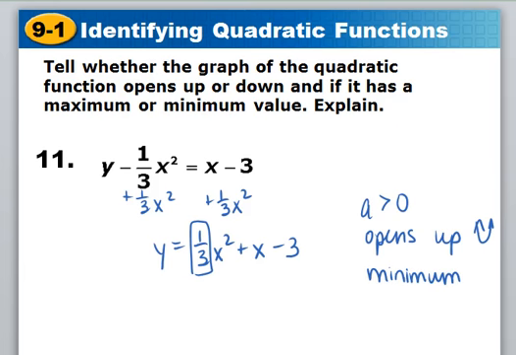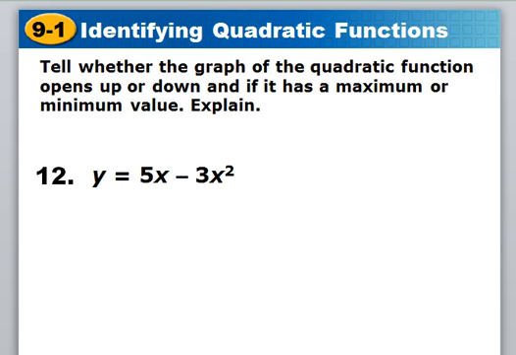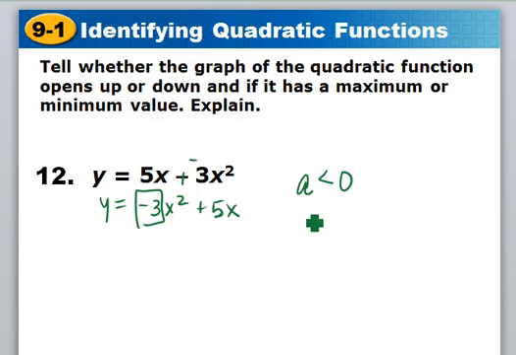Let's try another one. This is not quite in the right form. I'll go ahead and just rewrite this. It's all on the right-hand side, but I'll just rearrange these. ax squared plus bx, and then there is no c. That's fine. Here's my a value. A is less than 0. So when a is less than 0, I know that it opens down. So that means it looks like this, and it means it has a maximum value.